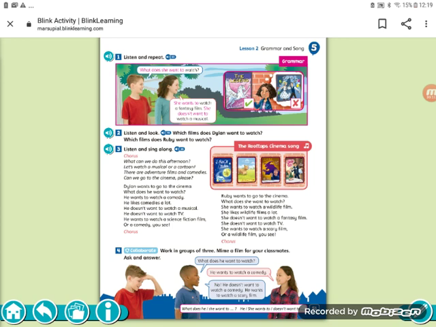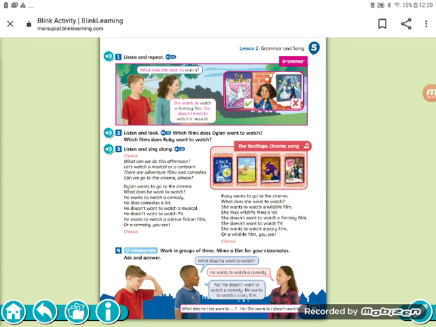He doesn't want to watch a musical. Él no quiere ver un musical. He doesn't want to watch TV. Él no quiere ver la televisión. He wants to watch a science fiction film. Quiere ver una película de ciencia ficción. Or a comedy, you see. O una comedia, tú verás.